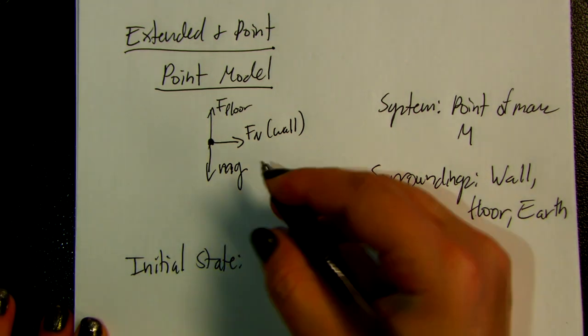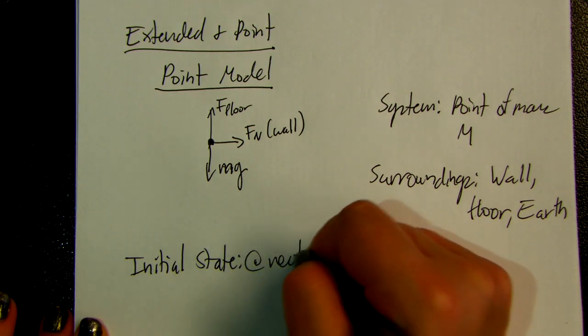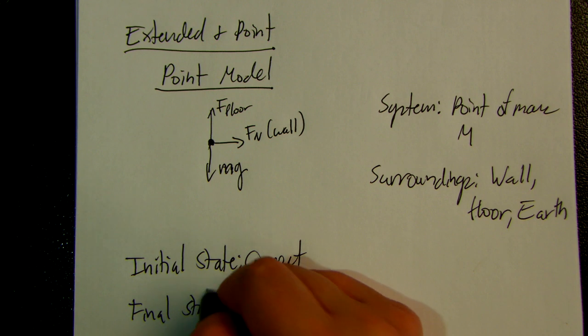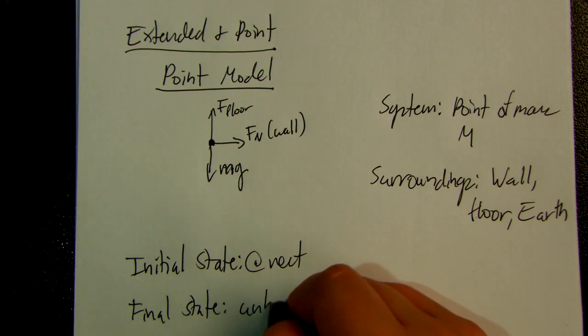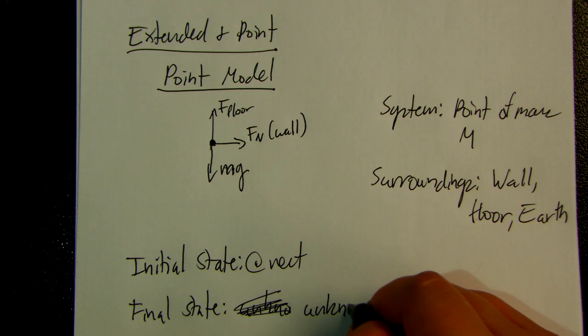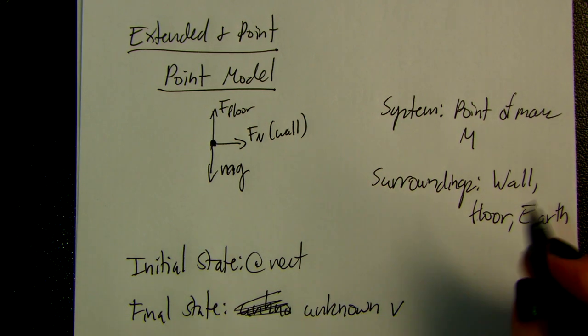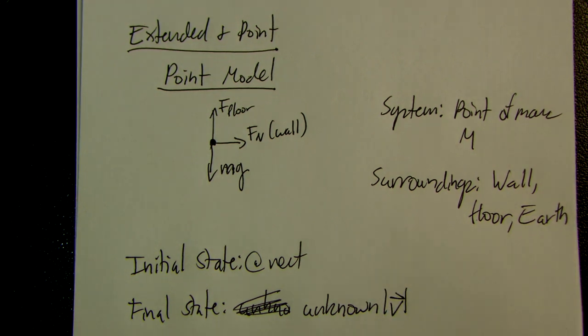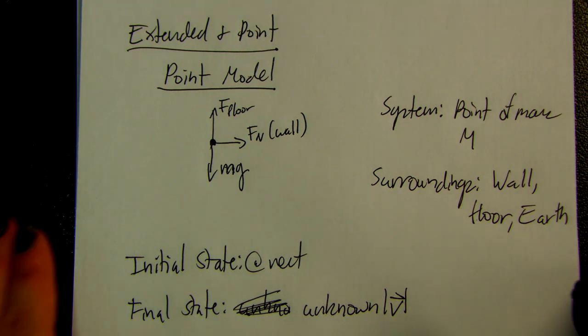And the initial state is at rest. Final state, unknown v. So she's got some speed at the end. We don't know what it is. Okay, so energy principle time.